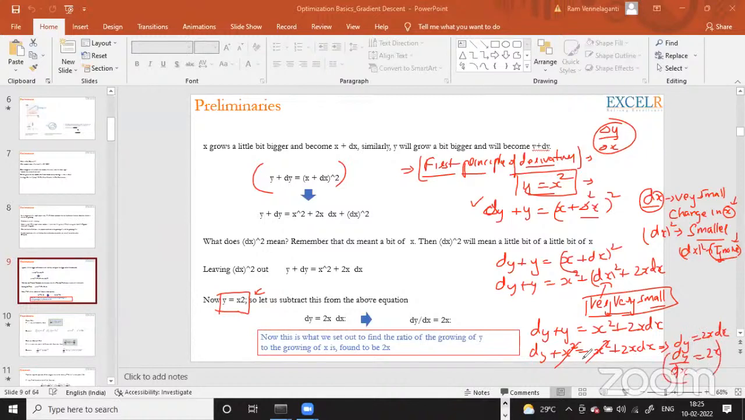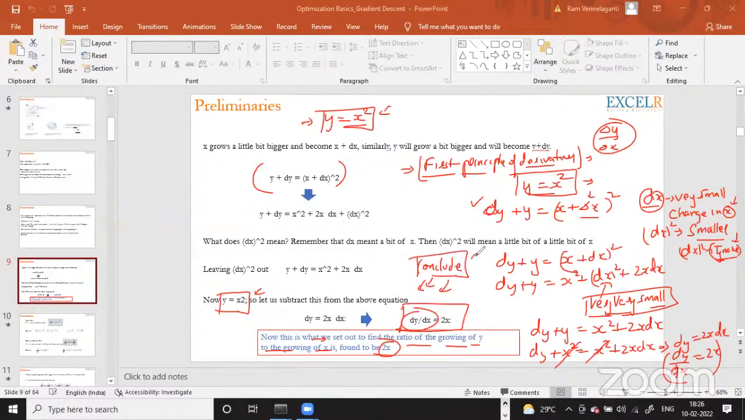So this is the derivative of our equation y is equal to x square. This is the derivative. dy by dx is equal to 2x for us. So this is what I have got. I have derived this using the first principle of derivatives. So what can we conclude? The ratio of growing y by growing x is found to be 2x. The ratio of delta y by delta x is 2x. This is what you can conclude.